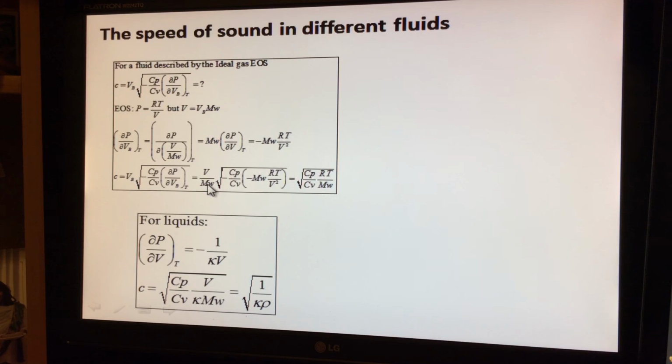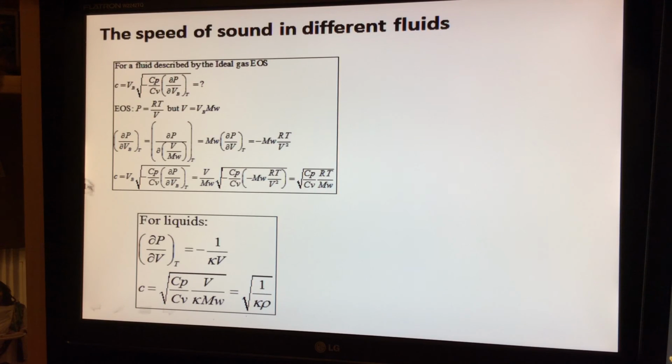Then if you take the molecular weight inside the square root, and you make it squared, and you take V inside the square root, and you make it V square, then you can see that the V square cancels this V square. The molecular weight square cancels one of the molecular weight, and you end up having RT over molecular weight under the square root. So this is the speed of sound for any fluid that is described by the ideal gas equation of state.